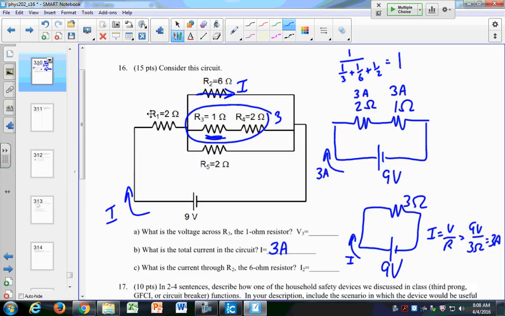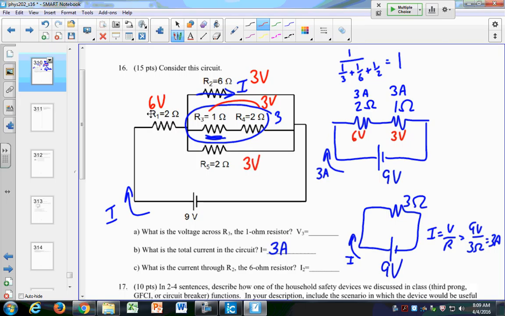So if I have 3 amps here, 3 times 2, I have 6 volts. 3 times 1, I have 3 volts. That makes sense. 6 plus 3 volts gives me 9 volts. So I have 6 volts and 3 volts here and here. That means I have 6 volts here, and I have 3 volts here. I have 3 volts across both of these. They're going to split it, and I have 3 volts here.